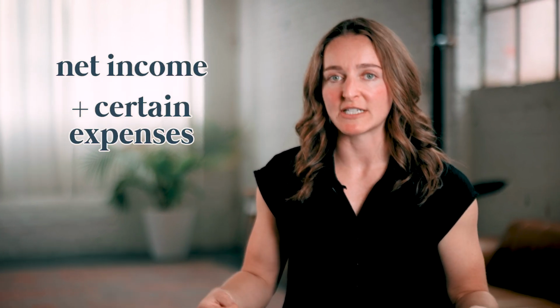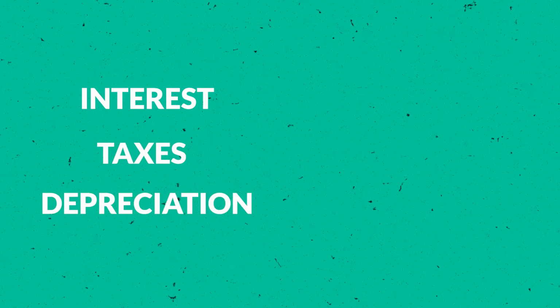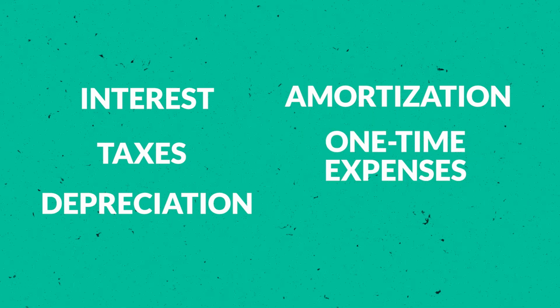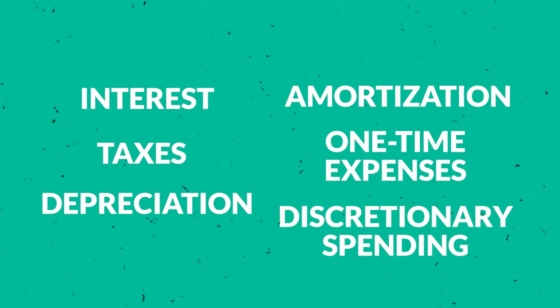Both of the calculations of SDE and EBITDA involve taking the net income and then adding back certain expenses. For both SDE and EBITDA, you're adding back interest, taxes, depreciation, amortization, one-time expenses, and discretionary spending. With SDE, you're also adding back the owner's salary.